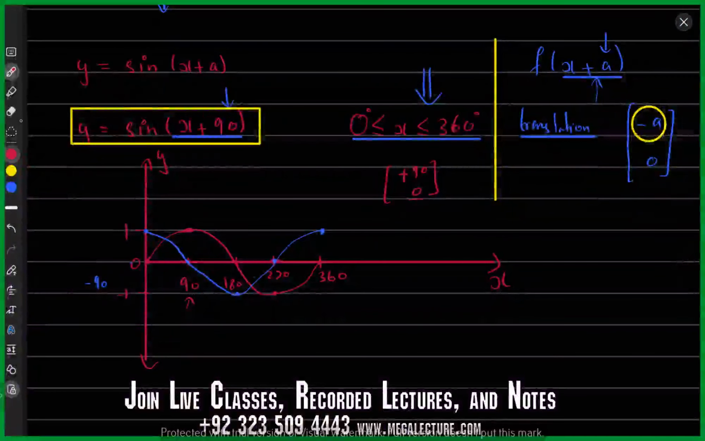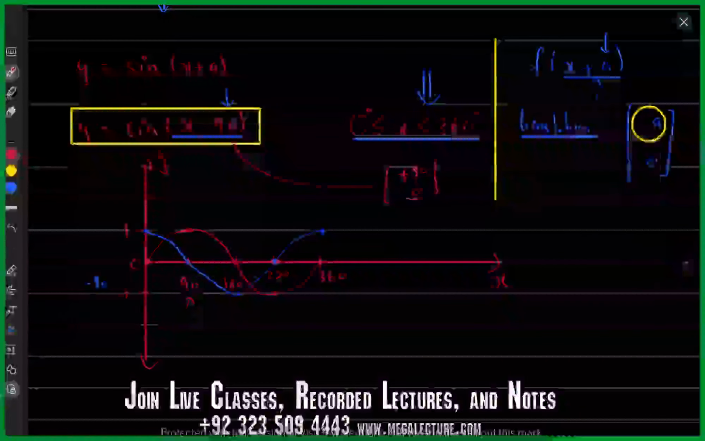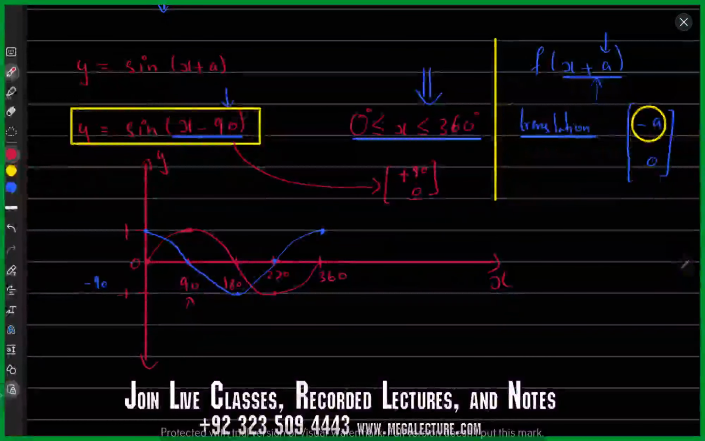Okay, very good. Yeah. Right. So this should be x minus 90, and this would be a translation vector. Are you talking about this? Yes, miss. Okay, very good. That's a good question. Let's talk about this as well.